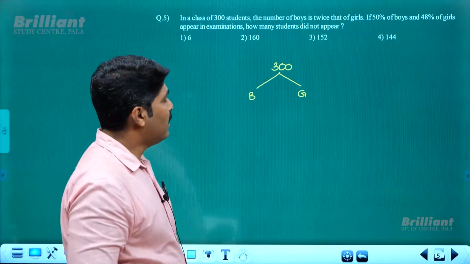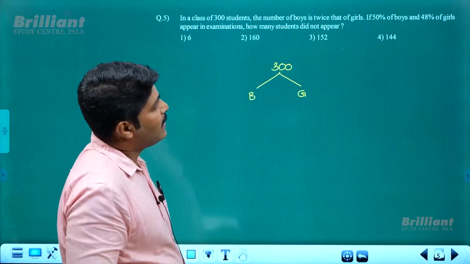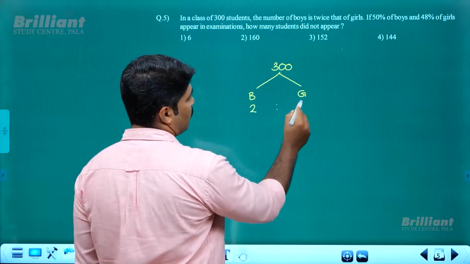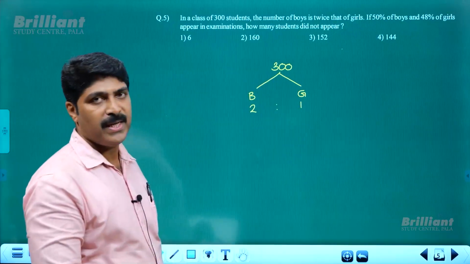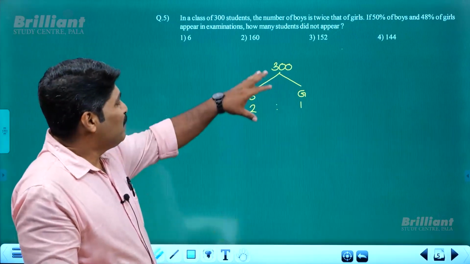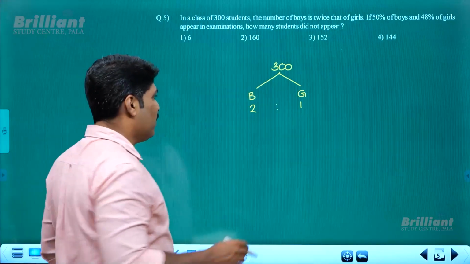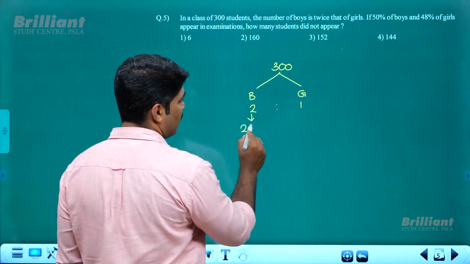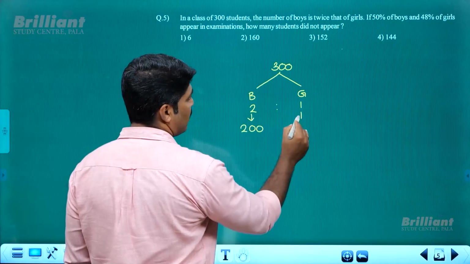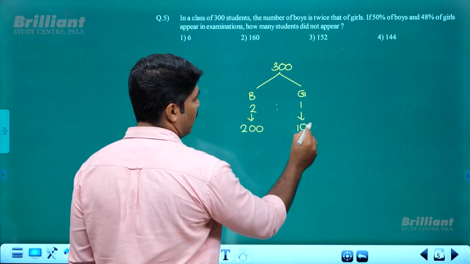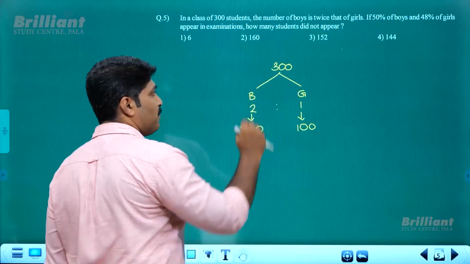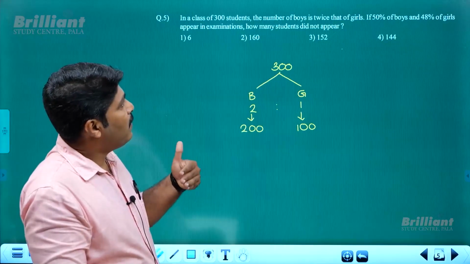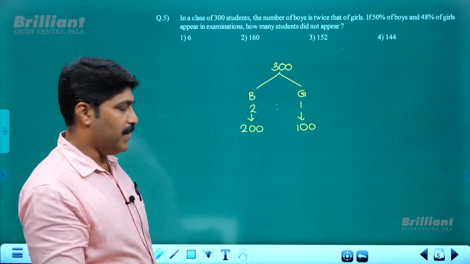It is given that the number of boys is twice that of girls, or boys and girls are in the ratio 2:1. While observing this arrangement itself, you get the idea that this 2 is nothing but 200 and this 1 is 100. Why? Because the total strength of the class is 300. Then after that, we need to find out the students who did not appear.